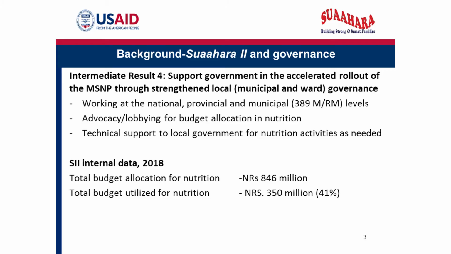So the purpose of doing the study was that Suahara internal data showed that out of 30 of our 42 Suahara districts, $8.4 had been allocated by the budget for integrated nutrition activities, which is great, but only 41% was being utilized. So we wanted to understand why.